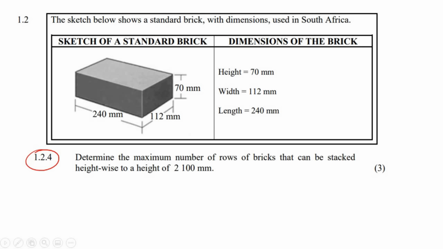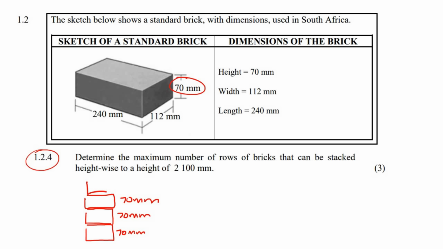This question says, determine the maximum number of rows of bricks that can be stacked height-wise to a height of 2,100 millimeters. So what they mean is, let's say we're going to put these bricks on top of each other. Okay, so there's 1 brick, 2 bricks, 3 bricks. Now remember, each brick has a height of 70 millimeters. This one's also 70 millimeters, and of course this one is also 70 millimeters.